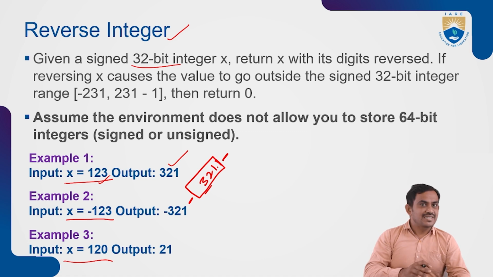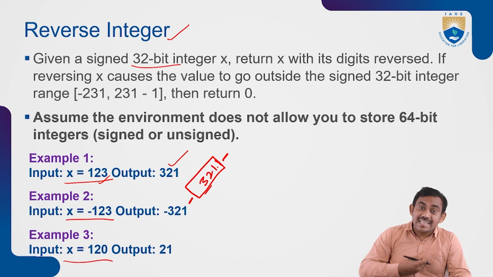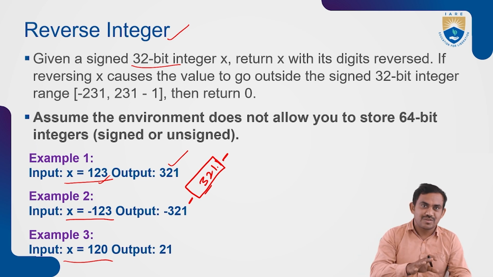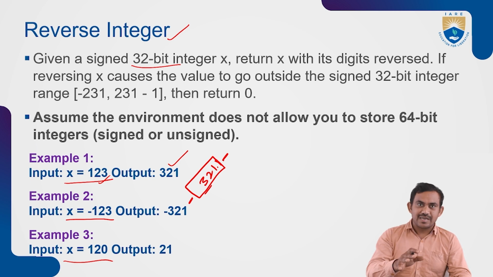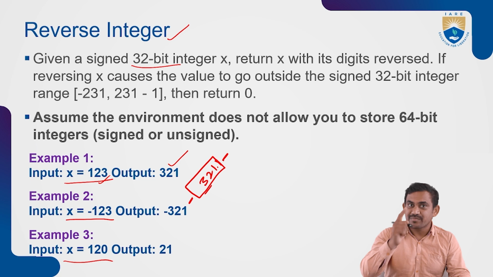Reverse means like 321 minus. But in this case, you need to return the number itself, whether it is a positive number or a negative number. For a negative number, reverse the digits and give the result as a negative. That is your aim. That is the main condition.